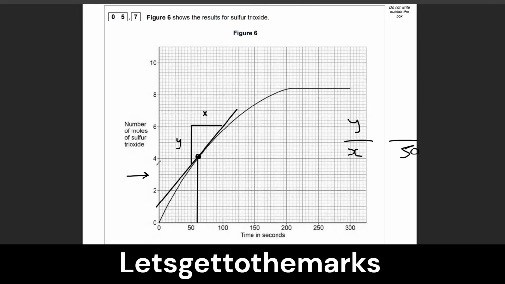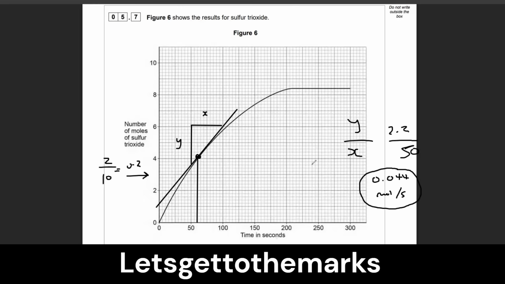What is each square here? Well, the value is 2, and I'm dividing it by 10. So each square is 0.2. So this is 2.2. So I'm doing 2.2 over 50, and that is my rate of reaction. So 2.2 divided by 50 equals 0.044, and that is moles per second. That would be my rate of reaction at 60 seconds.